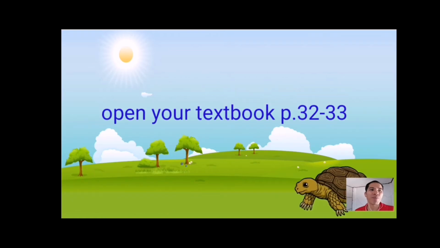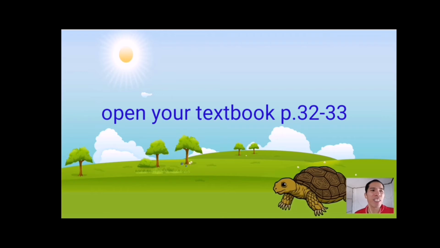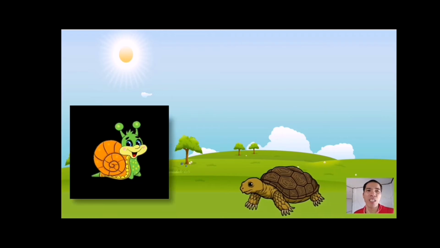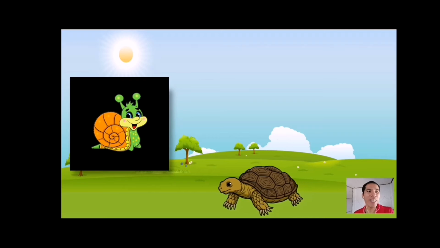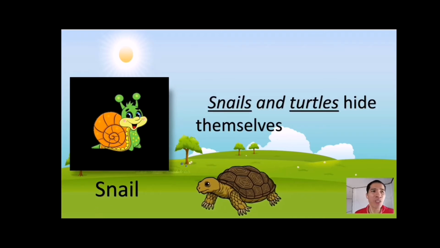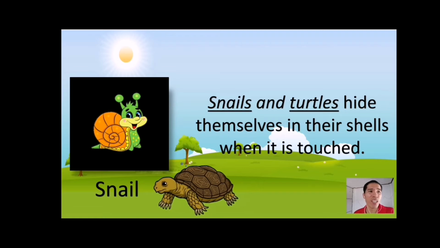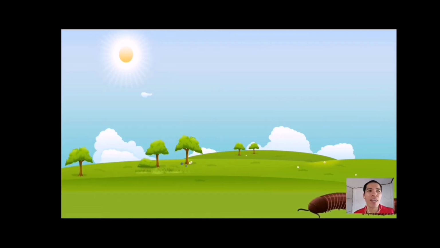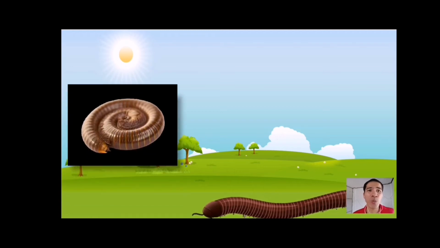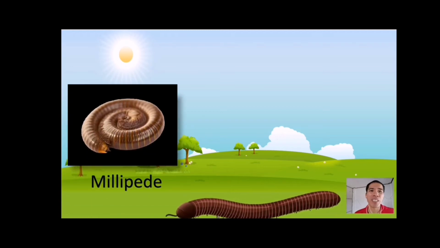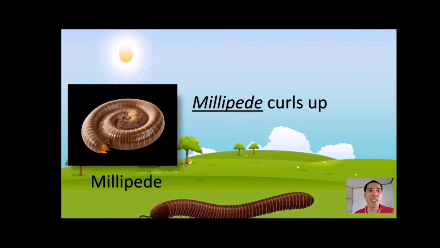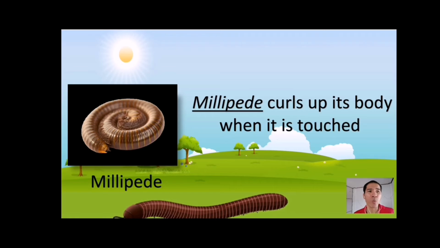How about this one? Yes, you are correct. That is a tortoise. Snail, okay? Snails and turtles hide themselves in their shells when touched. Do you know what insect that is? Crawling. Yes, this is a very common insect we have seen around. This is what we call a millipede. Millipede curls up its body when it is touched.